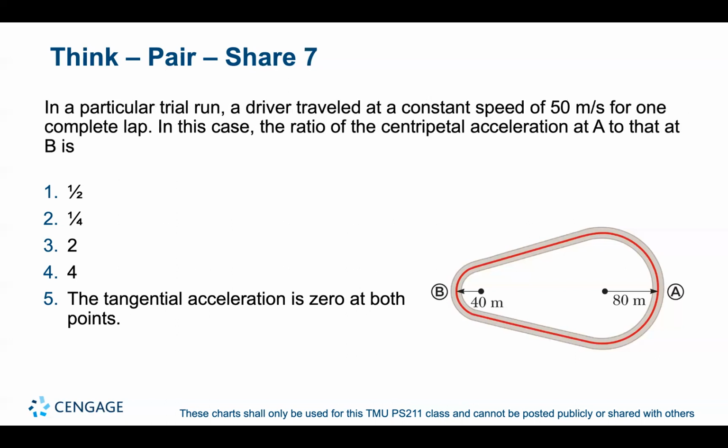In a particular trial run, the driver drives at 50 meters per second for the complete lap. In this case, the ratio of the centripetal acceleration at A to that at B is what? It's 1/2. The centripetal acceleration a_c equals v squared over r, which is inversely proportional to the radius when the tangential speed is constant.